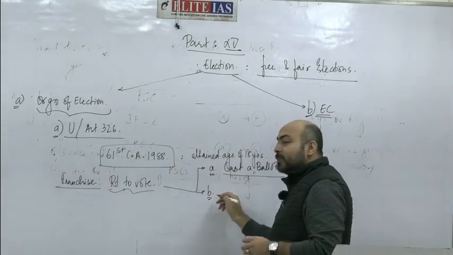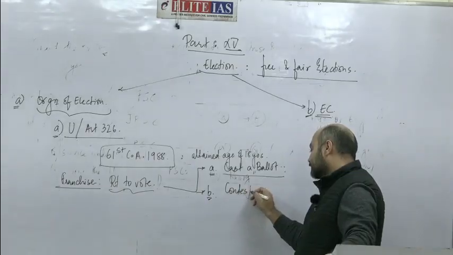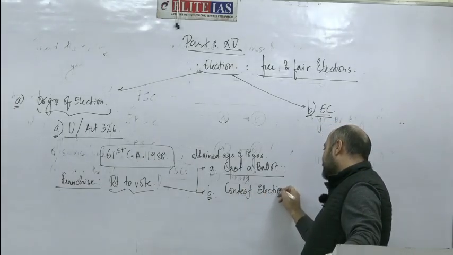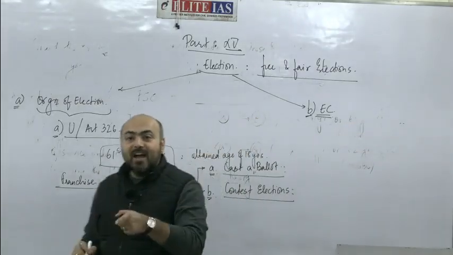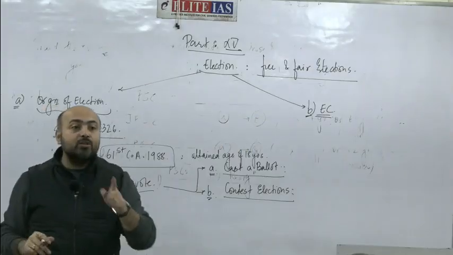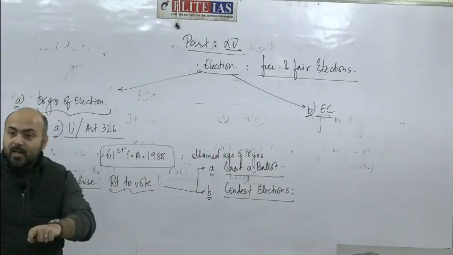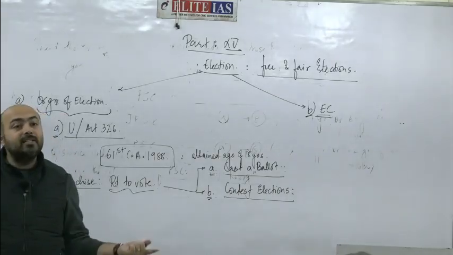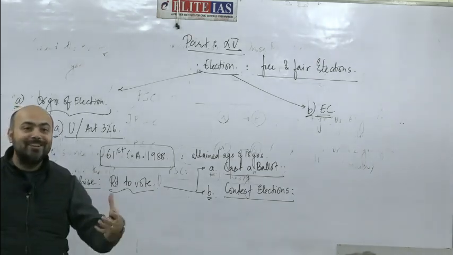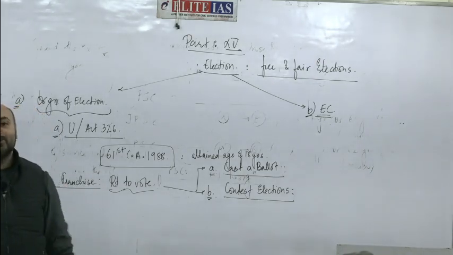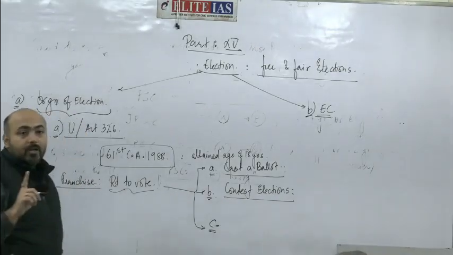Right to vote also means the right to contest elections. It means not only do I have the right to cast my ballot, I also have the right to contest elections. So as a voter here, I might contest elections also. If some political party gives me a ticket, I'll contest. I can contest independently also. At least I will get my own vote. Contest elections.